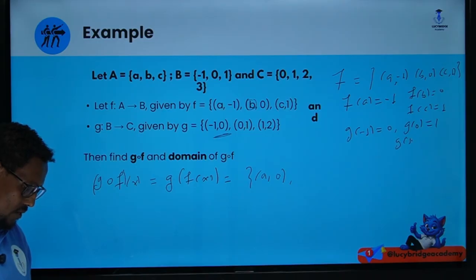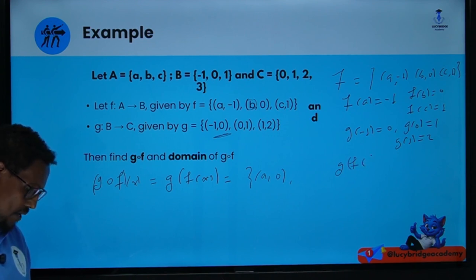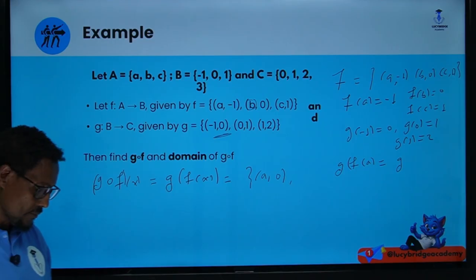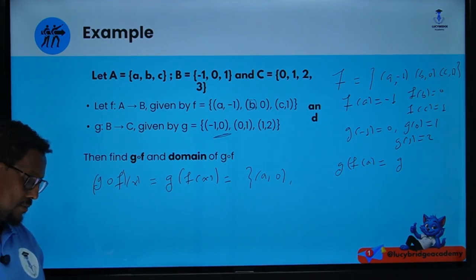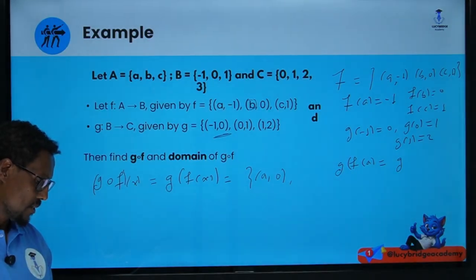Therefore G of F of X. G of F of A, which is equal to G of... okay, let's work through this question together on the next page. It's better to see the next page.